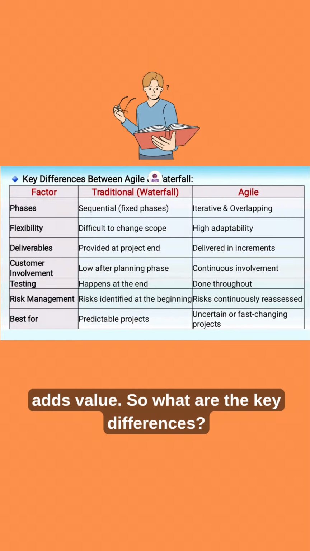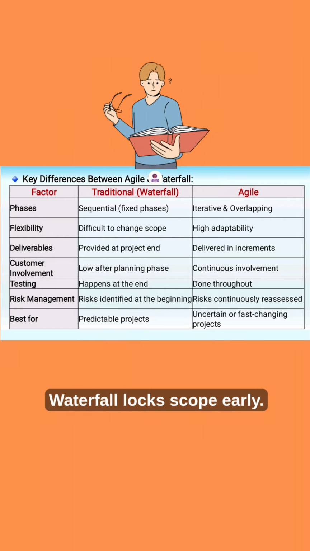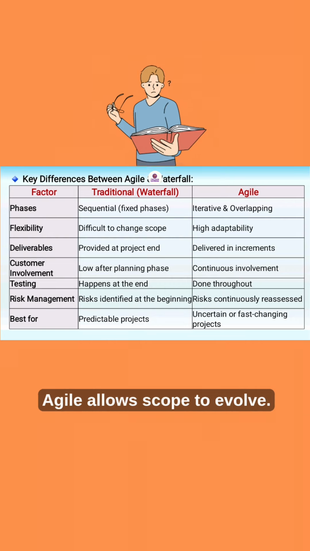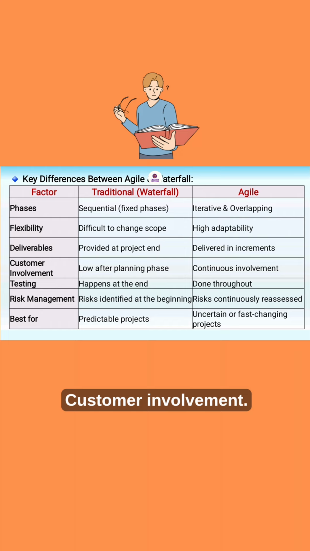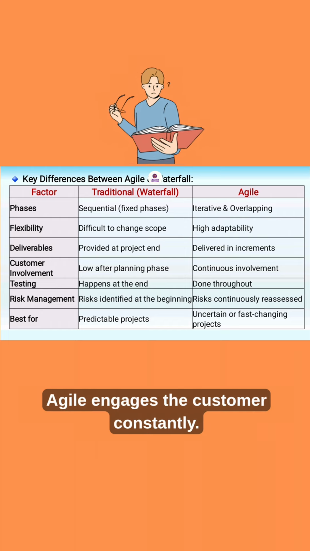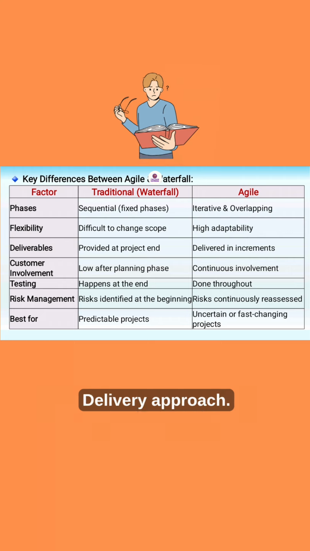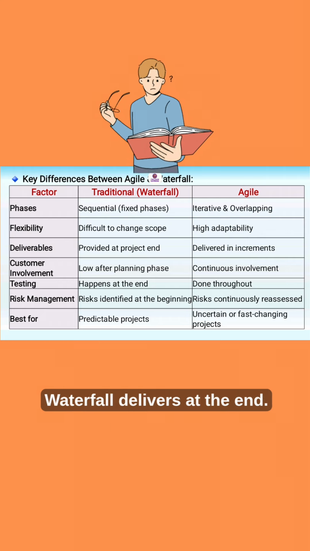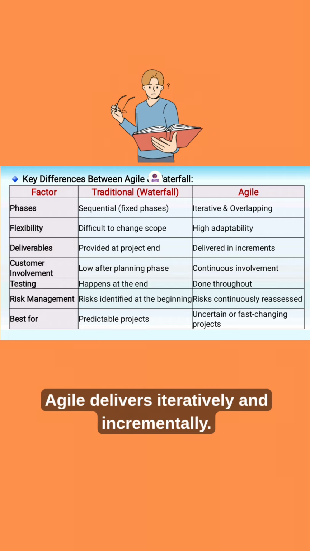So what are the key differences? Scope flexibility. Waterfall locks scope early. Agile allows scope to evolve. Customer involvement. Waterfall has limited customer feedback points. Agile engages the customer constantly. Delivery approach. Waterfall delivers at the end. Agile delivers iteratively and incrementally.